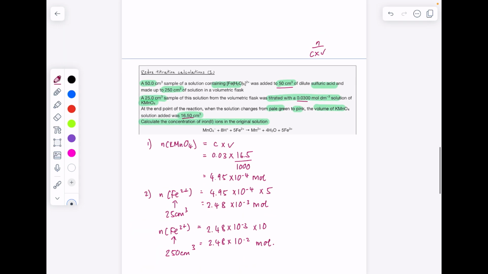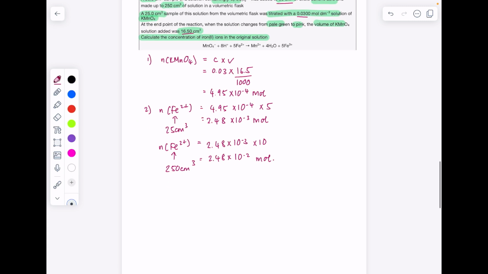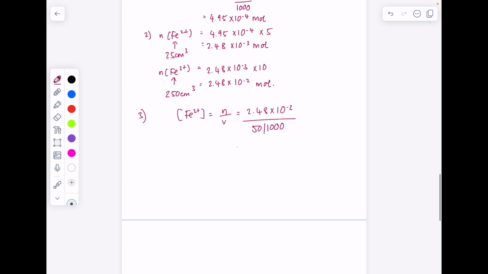And then our final step to find the concentration is to take that number of moles we just calculated and then divide by the volume given in the question as being the volume of the original sample, 50 centimetres cubed. So our final answer here is 0.496 as our concentration.